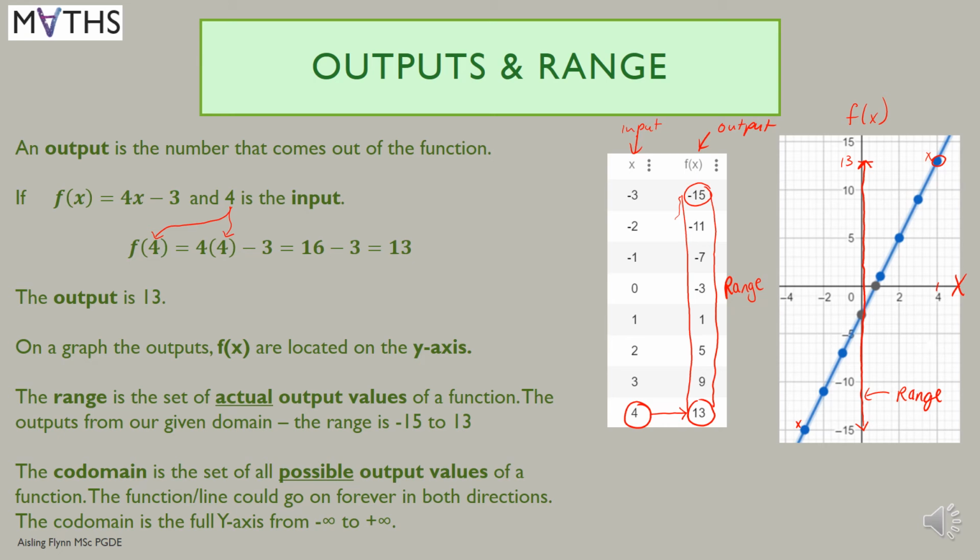So if we went outside minus 3 to 4 as inputs, what would be the possible output values? You can see on the graph that the blue line would extend outside of our domain to plus infinity and minus infinity. It will go on forever in both directions. So the codomain is the set of all possible.